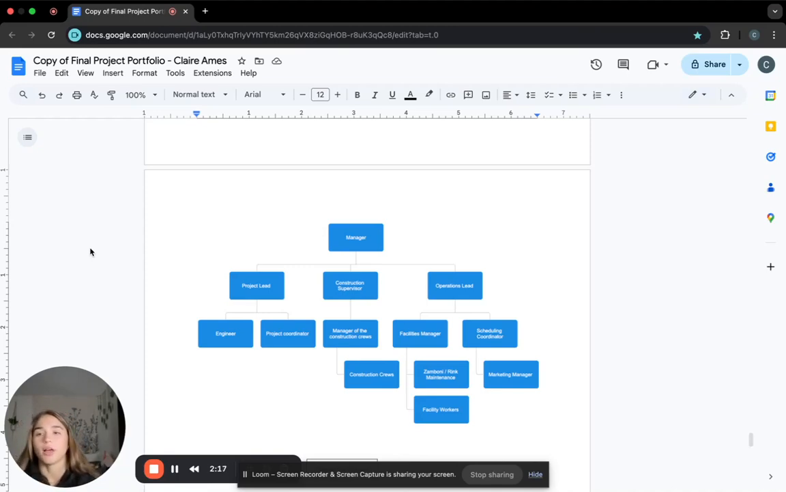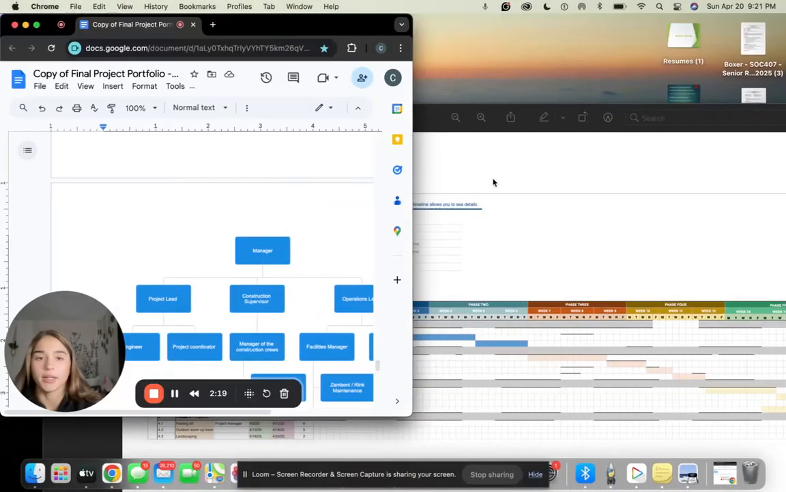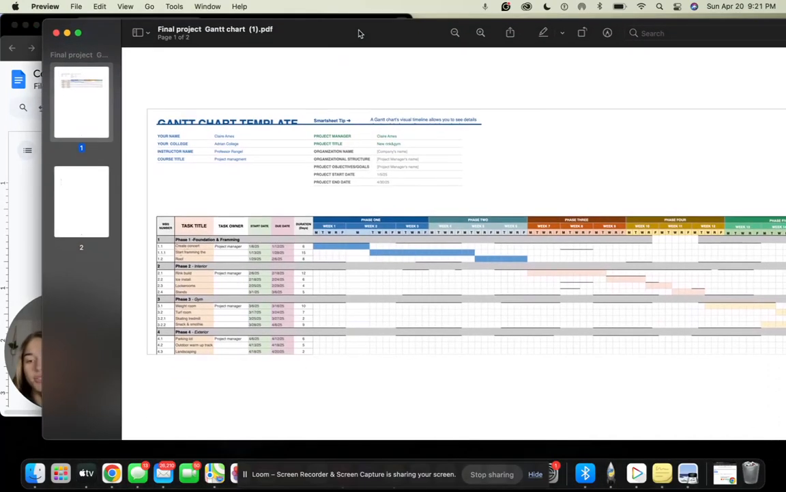Something I struggled with a lot was the Gantt chart. I overcame this by looking at the past assignments, and it gave me information on how to organize it a little bit better. I like it because it gives you the start and end dates of the projects, how many days, and it shows you which days of the week the project is actually going to be done on.